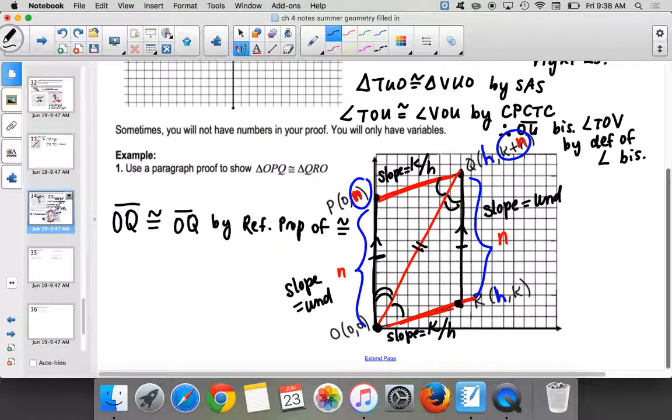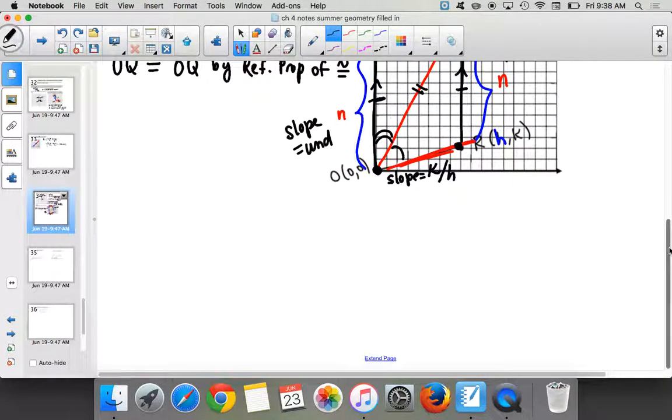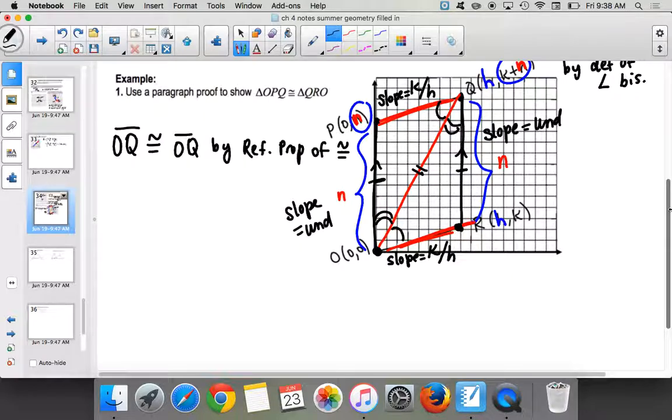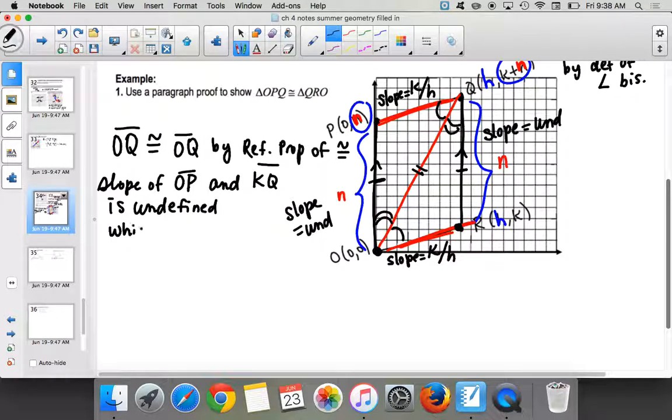Does this make sense? Okay, so we need to kind of write this down. That's the annoying part. It's like we pretty much have it, but we gotta show it. So we had our reflexive property. We're good there. We can say that our slope of OP and KQ is undefined, which means OP is parallel to KQ.